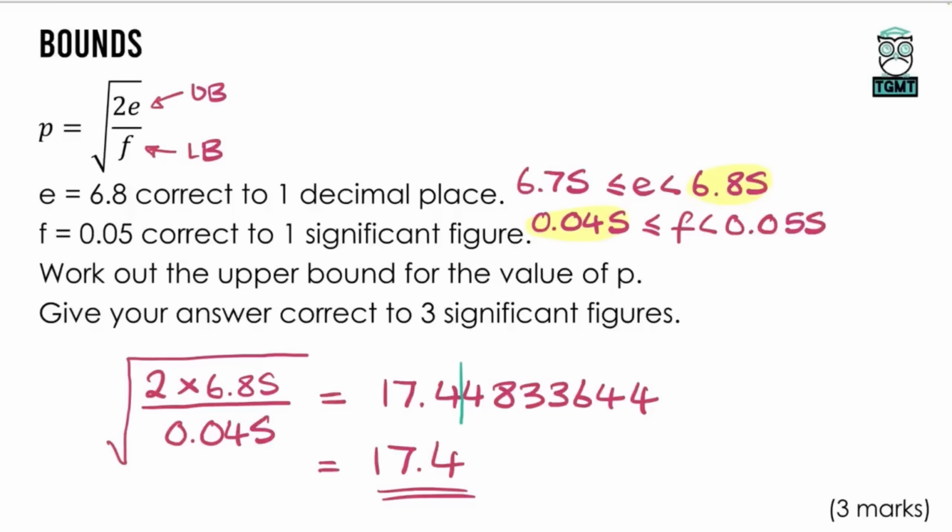Now again, if we were asked to work out the lower bound here, then you would put the smaller number, or the lower bound of E on the top, and the upper bound of F on the bottom. If we were asked to consider bounds, then we'd actually work both of them out and see if they round the same. So just read the language very carefully in these questions. But there we go. This one just wanted us to find the upper bound.